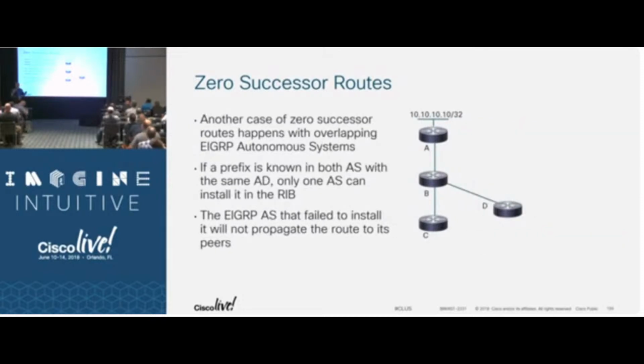Typically this happens when we have routing protocol overlap. But a less obvious thing is that you might be, for some reason, running, let's say, two or more EIGRP processes. And by chance they try to install the same route, both of them, into the routing table. Again, one of them will fail. We'll have the zero successor route, and will not advertise the route further.